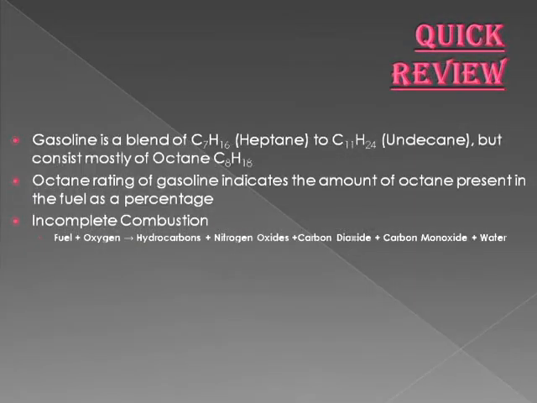It is now time for the quick review. Gasoline is a blend of C7H16 heptane to C11H24 undecane, but consists mostly of octane, C8H18. Octane rating of gasoline indicates the amount of octane present in the fuel as a percentage, and the formula for incomplete combustion is listed below.